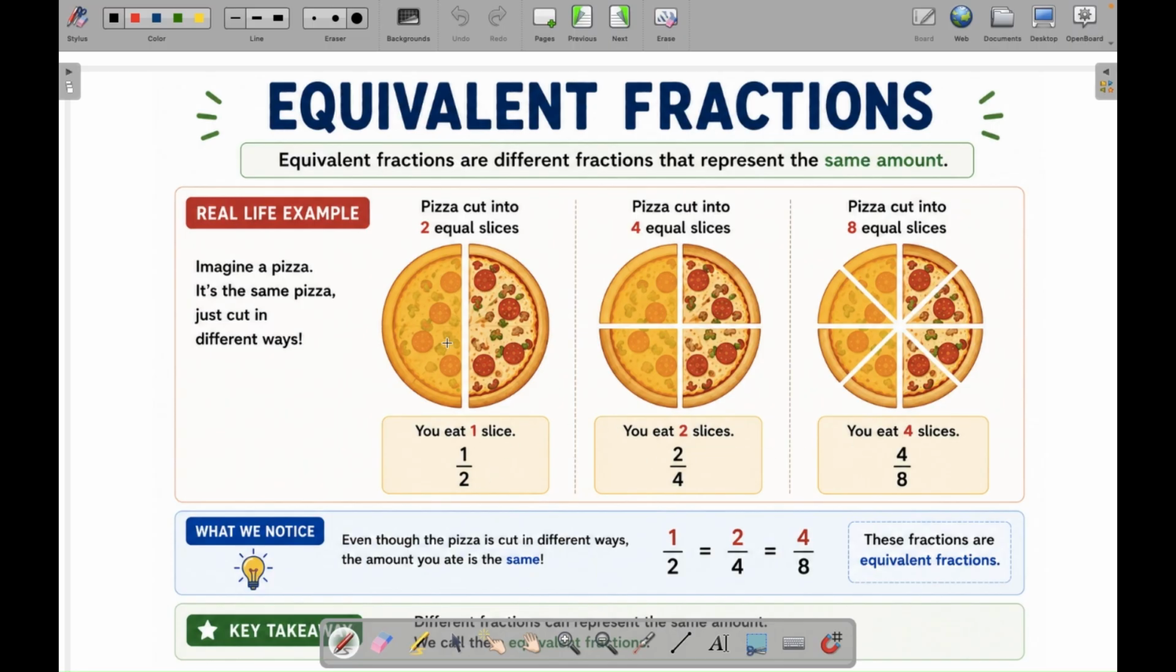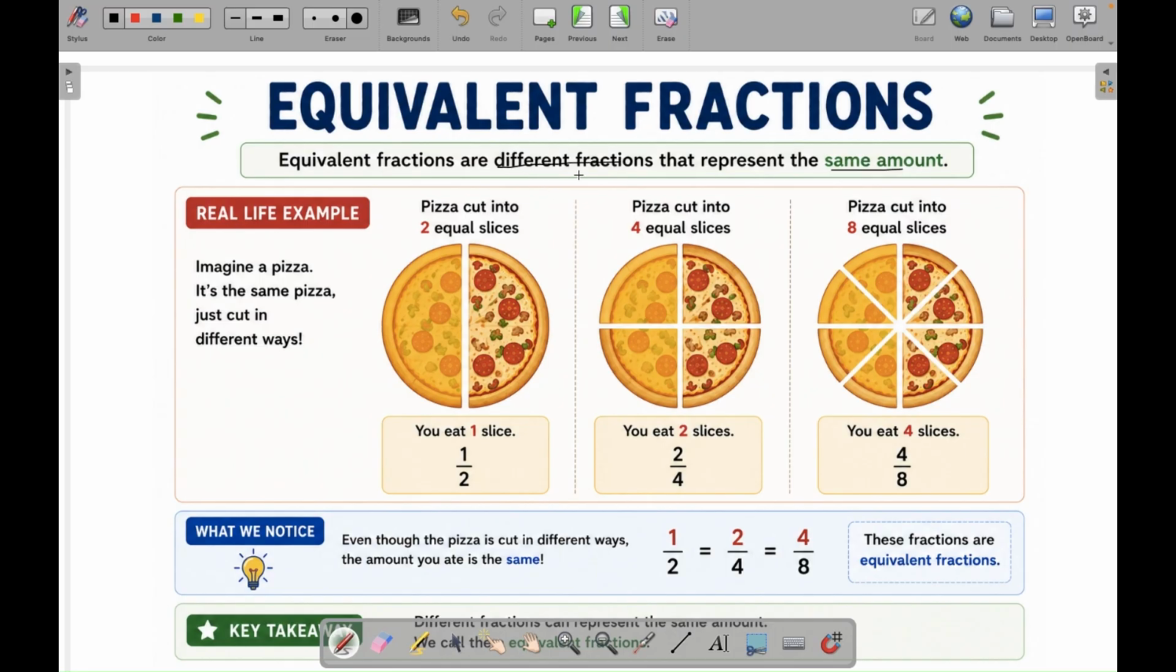So this represents half of the pizza. This represents 2 upon 4. This represents 4 upon 8. So essentially what we are doing is just dividing this into more equal parts. So equivalent fractions are different fractions that represent the same amount.